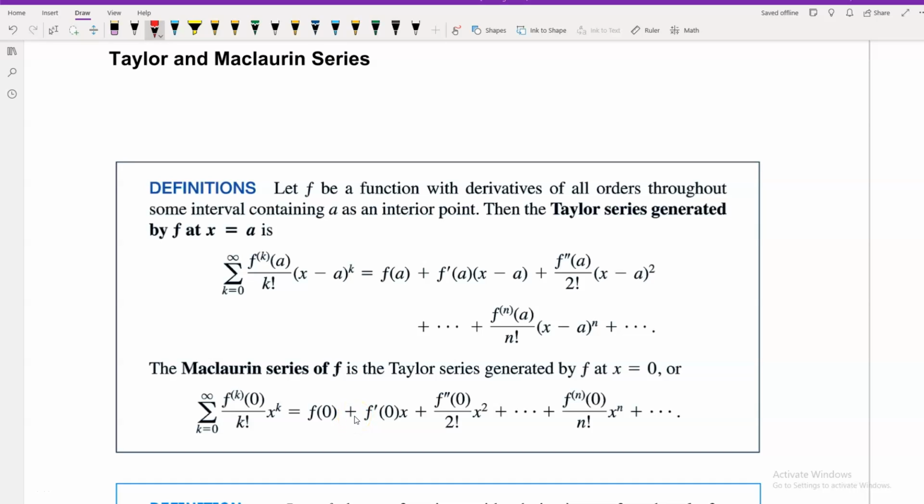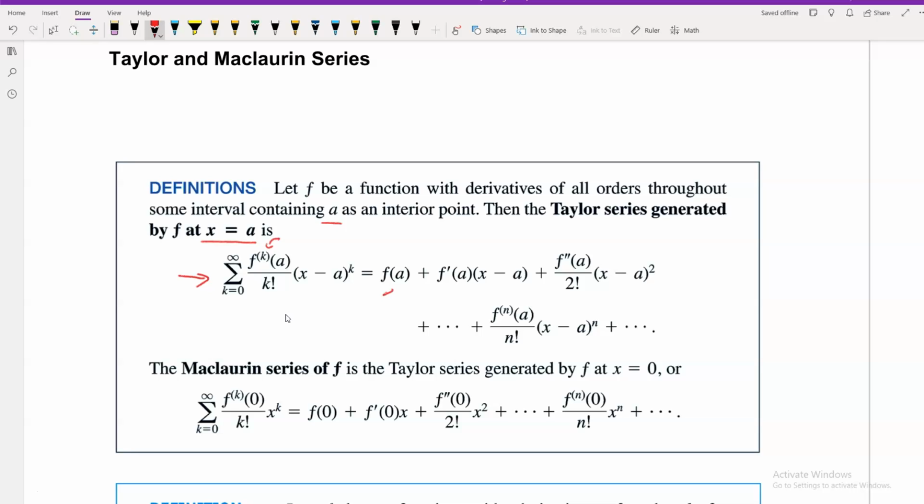Here in this section we have the Taylor and Maclaurin series definition. Let f be a function with derivatives of all orders throughout some interval containing a as an interior point. Then the Taylor series generated by f at x equal to a is the sum of the kth derivative divided by k factorial. So here we have this function f, and here is the kth derivative, and k is from 0 to infinity. This will be multiplied by (x minus a) to the kth power.